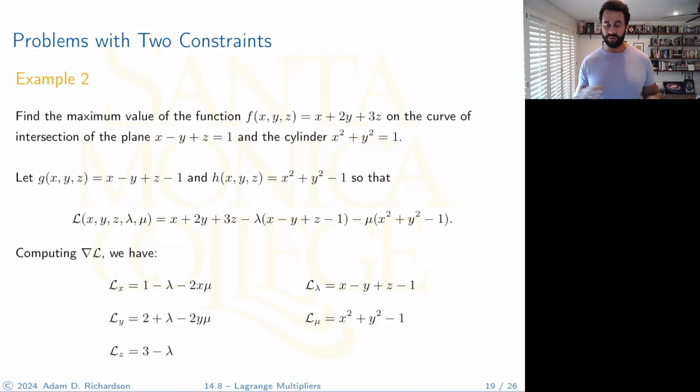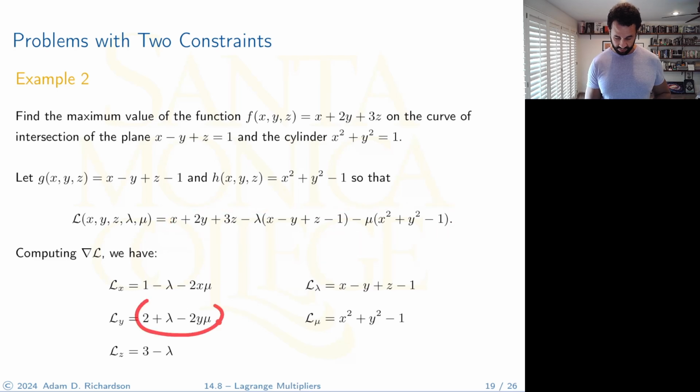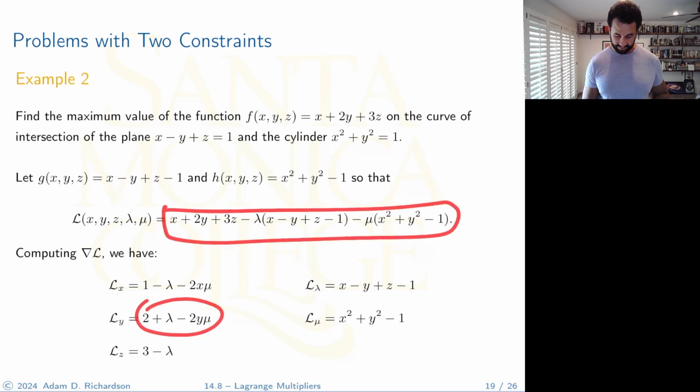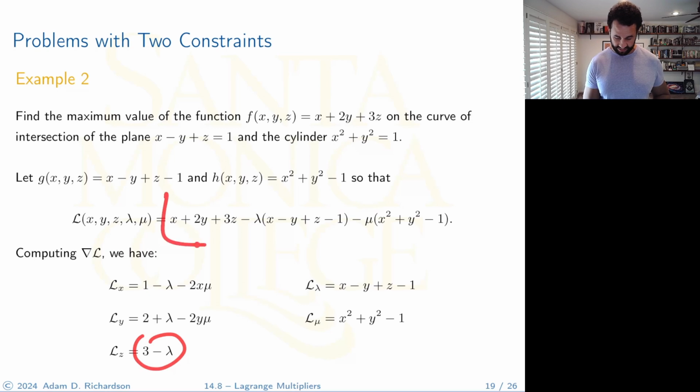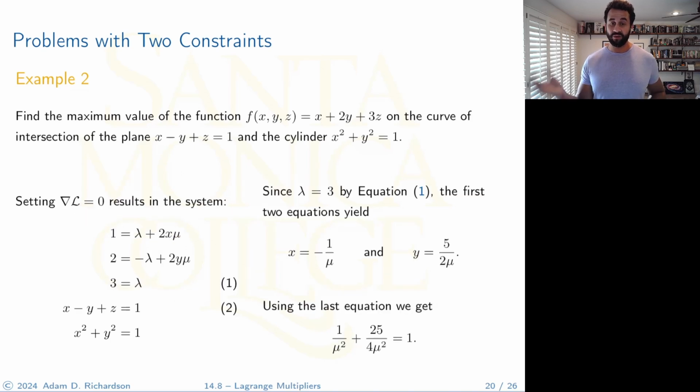So I haven't set anything equal to 0 yet. These are the partials: partial with respect to x of this, partial with respect to y of this, partial with respect to z of this, partial with respect to lambda of this, partial with respect to mu of this. Okay. Now we're going to set our gradient equal to 0. Oops, sorry, this should be bolded right here. This should be a bold 0.